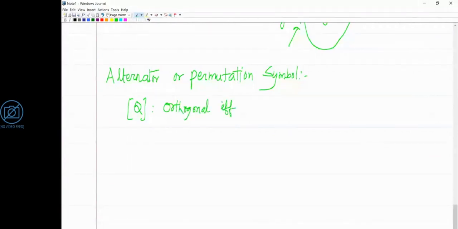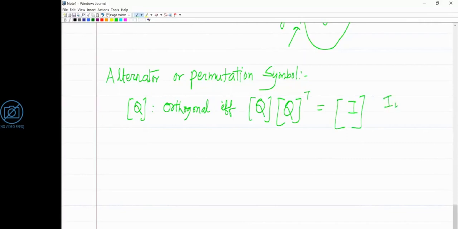It is orthogonal if Q into Q transpose equals 1, which is equal to I, the identity matrix. I hope you guys know this. And suppose this identity matrix, I want to write the components of this identity matrix. So this big I, little ij, the ij component of this identity matrix, what is this?